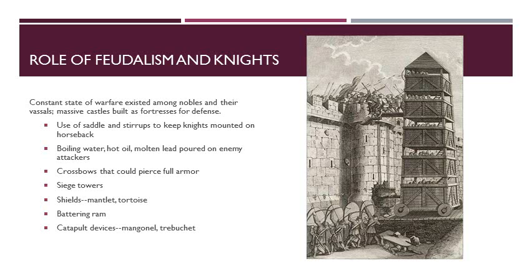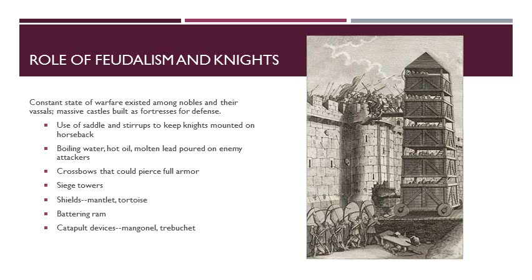The nobles built massive castles as fortresses for defense, and people saw the development of a lot of different fighting strategies and techniques, including the use of saddle and stirrups to help keep the nobles' warriors, the knights, mounted on horseback. Defenders of castles would pour boiling water, hot oil, and molten lead down on their enemy attackers. Crossbows were used that could pierce full armor.